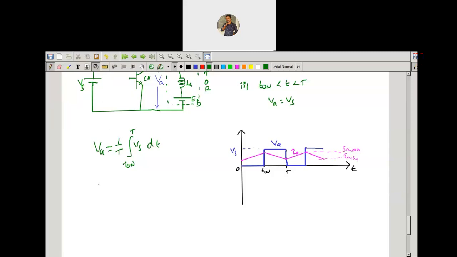And if you do this, Va will be equal to (T minus T on) over T times Vs. You can take it as small t on or capital T on, no worry. So if you do it again, Va will be (1 minus delta) times Vs. So now we observe this average output voltage equation.